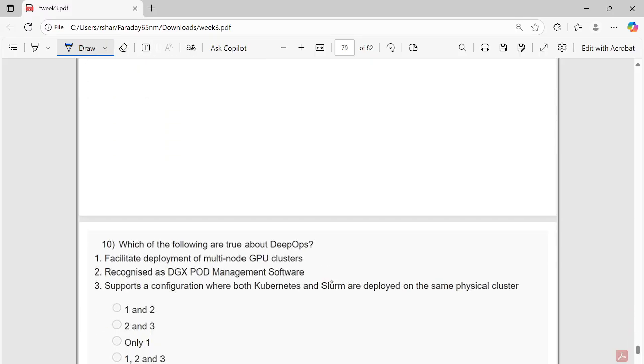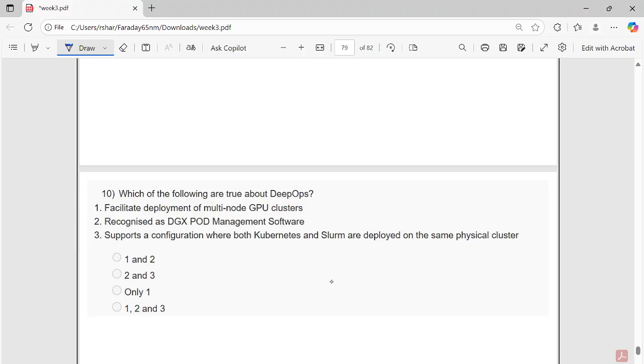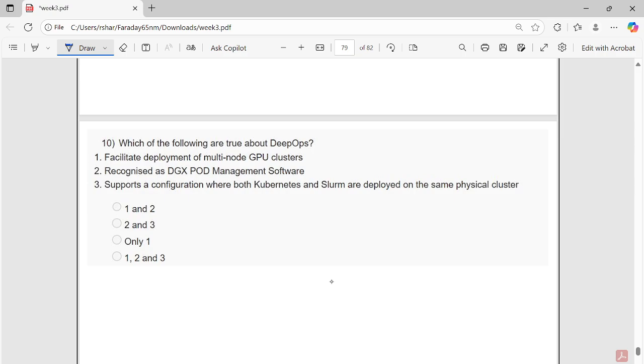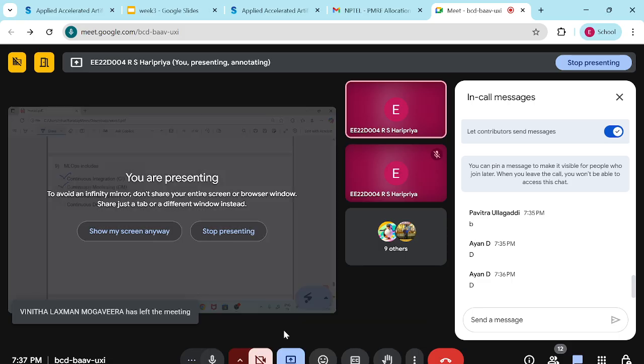Next question. Which of the following are true about DeepOps? DeepOps facilitates deployment of multi-node GPU clusters. It is recognized as DGX pod management. Ma'am, your screen is not visible. It's stuck on question number 9. Okay, okay, sir.